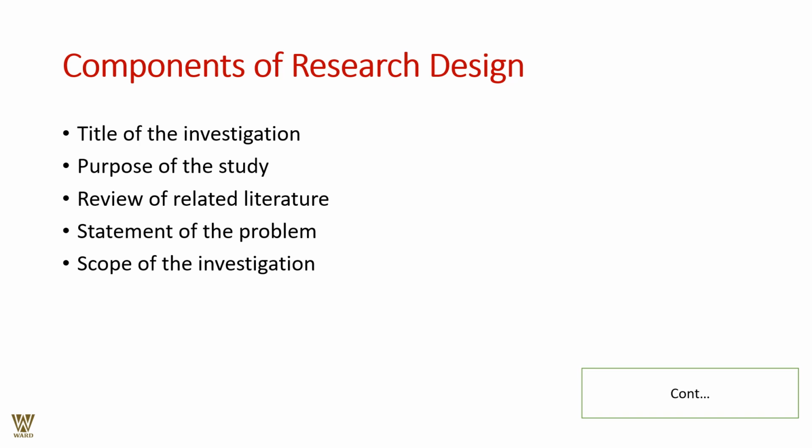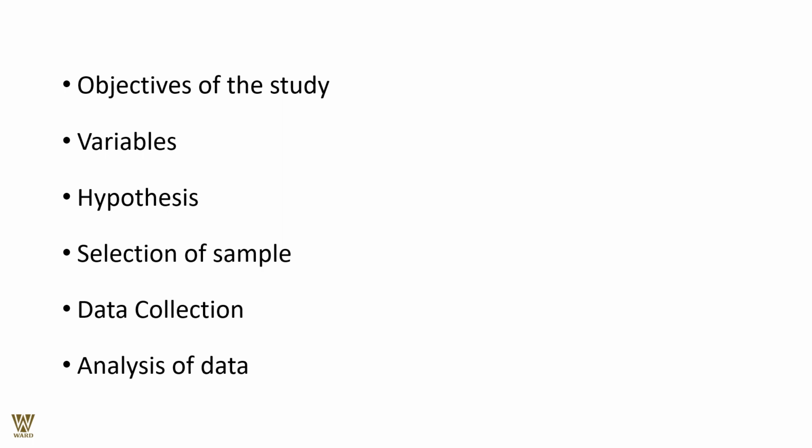Statement of the problem and the scope of the investigation. The scope of the investigation will define the perimeter of the research problem per se. So yes, objectives of the study, the nature of the variables that we are talking about here. Now the objective can be one, and it can be your hypothesis, be it null or alternative, but variables can be plentiful. This is what variables are all about.